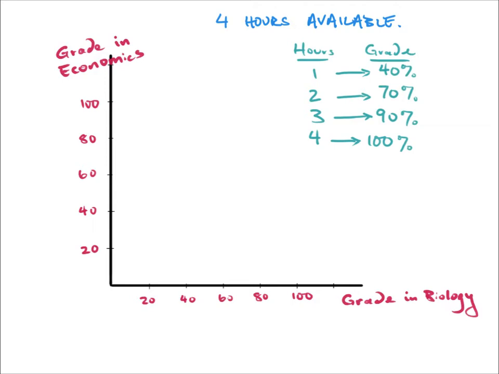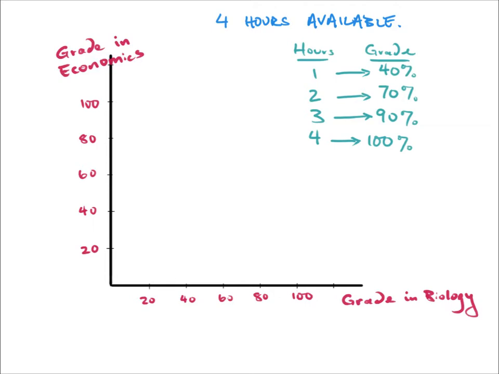So let's talk about what's possible for this student to do. The student's options. First of all, is it possible for this student to get 100 on both exams? No, right? Not possible. If the student has 4 hours tonight, there's no way the student can spend 4 hours studying biology, 4 hours studying economics. That doesn't work.